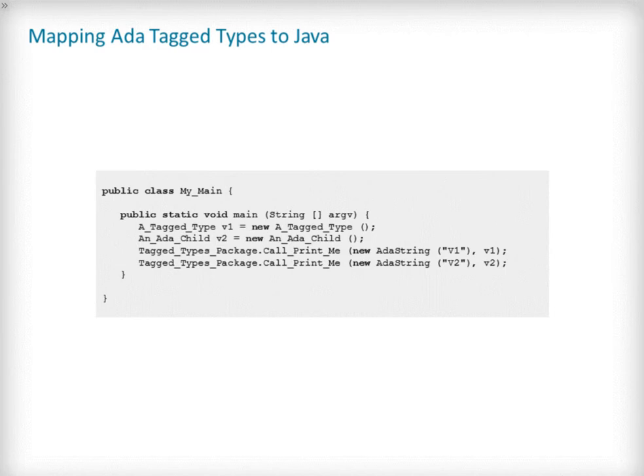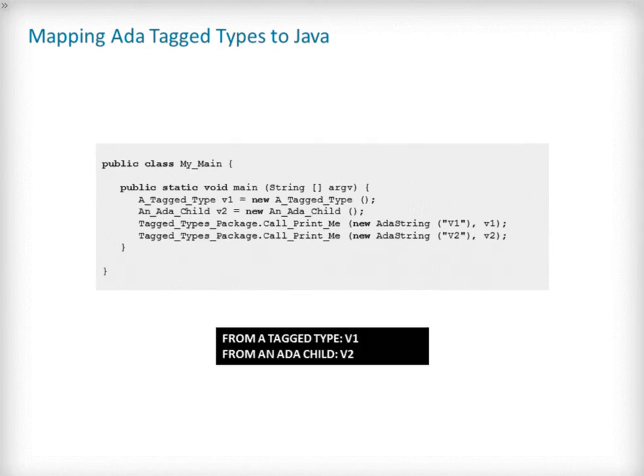Here is an initial version of a Java main program that instantiates objects using types defined in Ada, with Java versions generated by Ada to Java. If we were to build and execute this Java main program, then the output would be as follows.